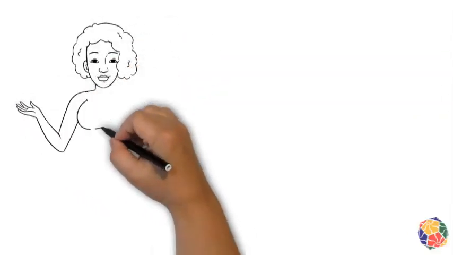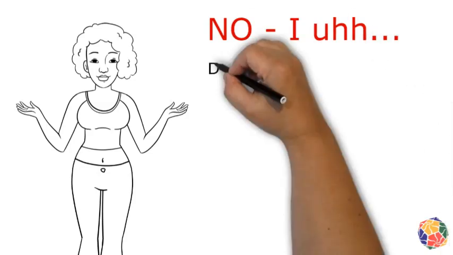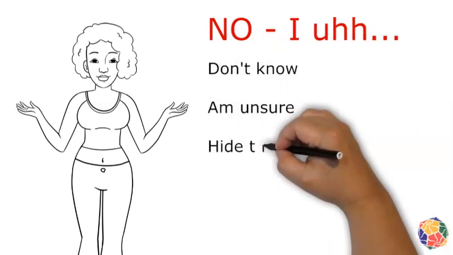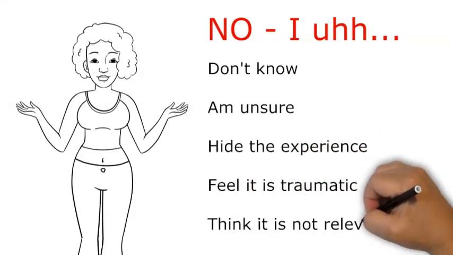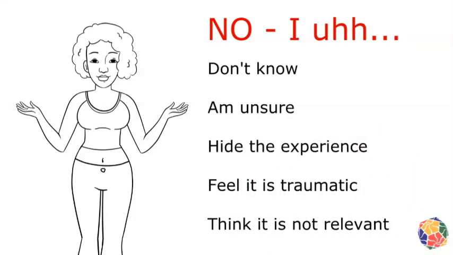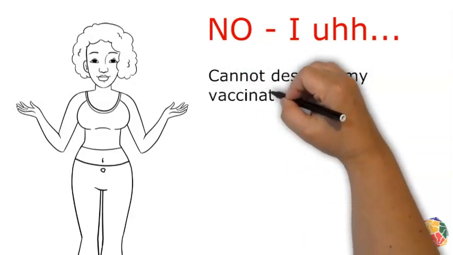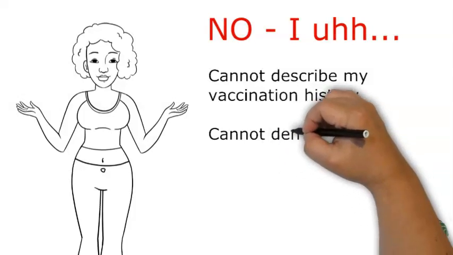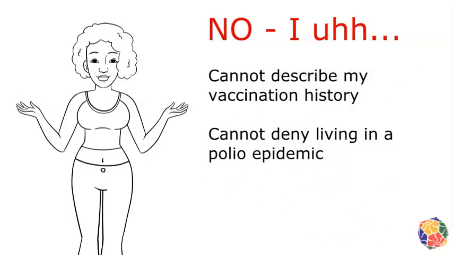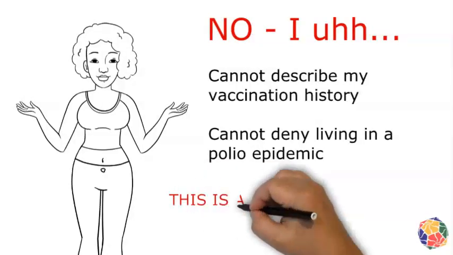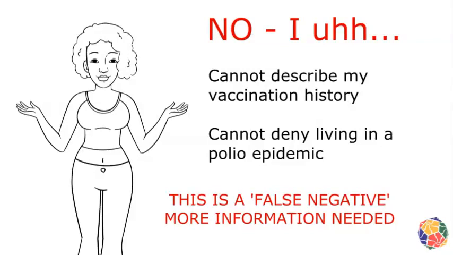Some other people will say no because they don't know or are unsure. Others may prefer to hide the experience out of fear because of traumatic experiences, or they may think that what happened in the polio epidemics is irrelevant because it was so long ago. They may not be able to describe their polio vaccination history and cannot deny living in an area having epidemics. So this is a false negative response, meaning we cannot be sure that this is a true no. In this case, we need to ask a few more questions.